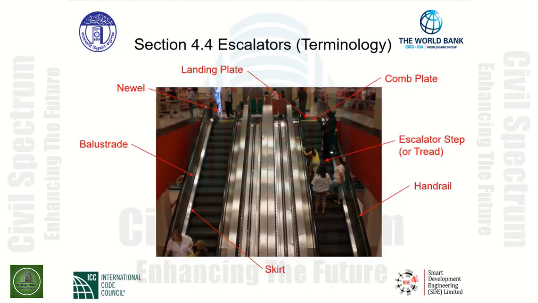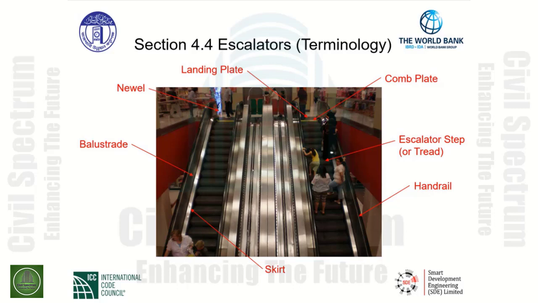Section 4.4, escalators. Noticing the picture below, we have an escalator, and certain components are well defined as terminology in our code. We have the landing plate starting from the top, the comb plate, the escalator step or the tread, and the handrail indicated on the right side. Moving to the left side, we have the skirt, the balustrade, and the newel. Many of these components are similar to the components on moving walks.